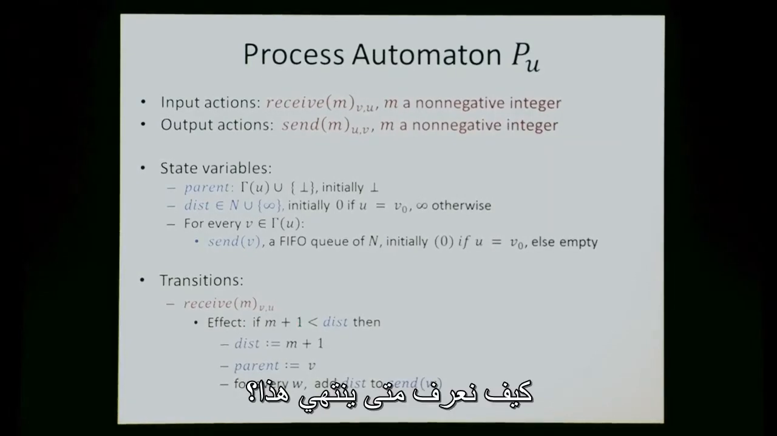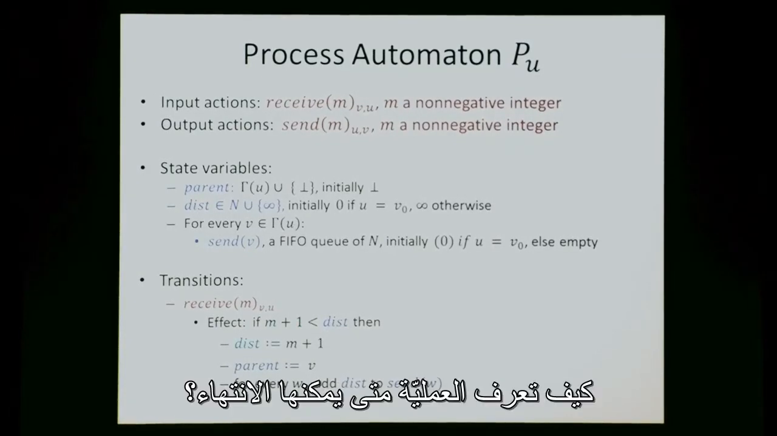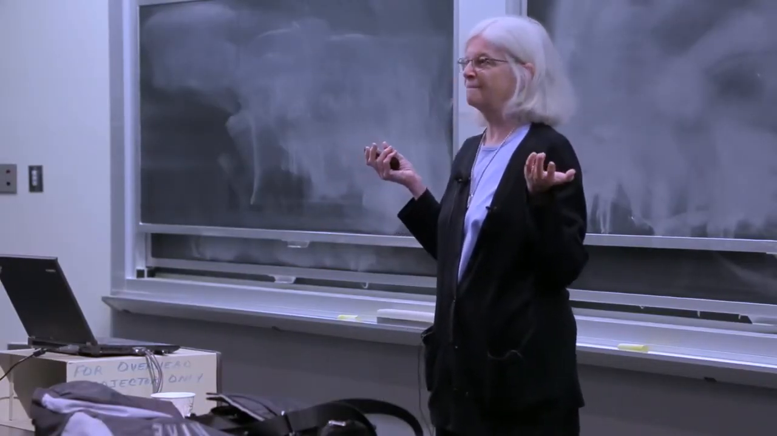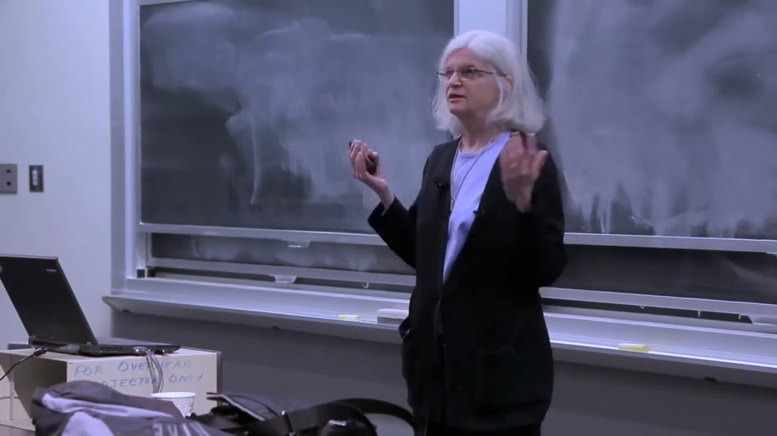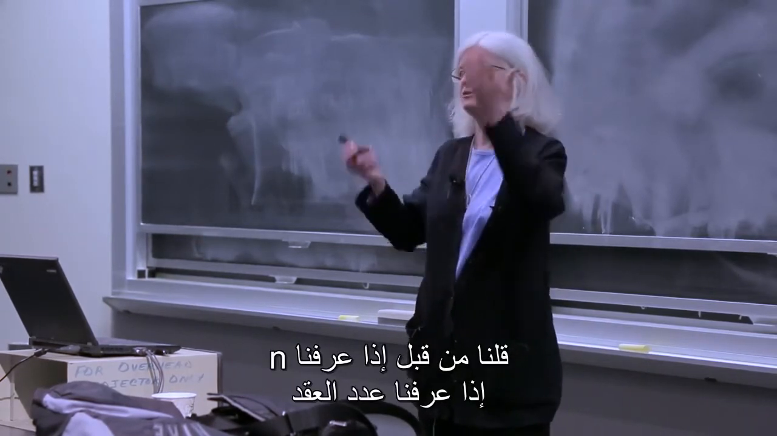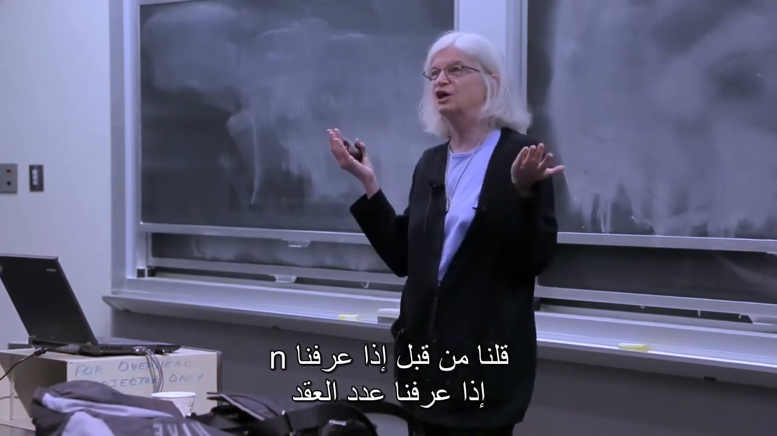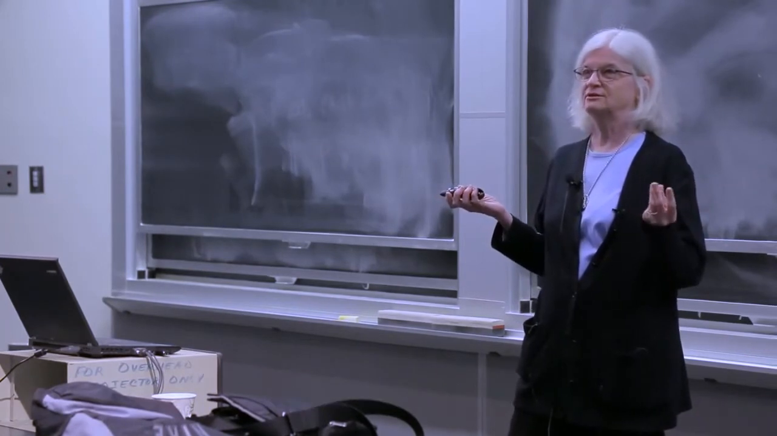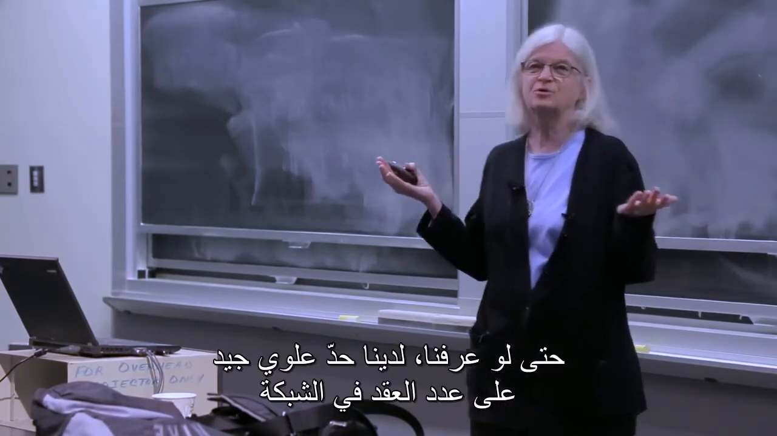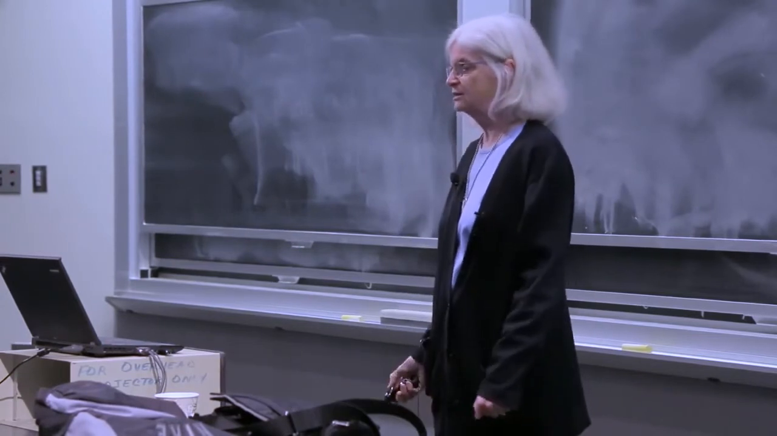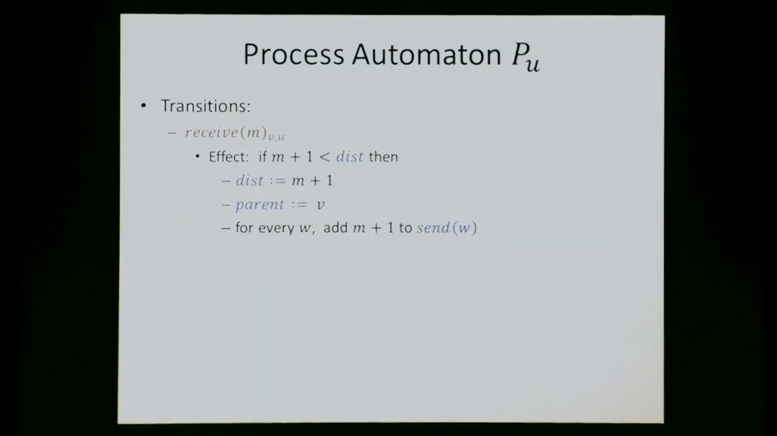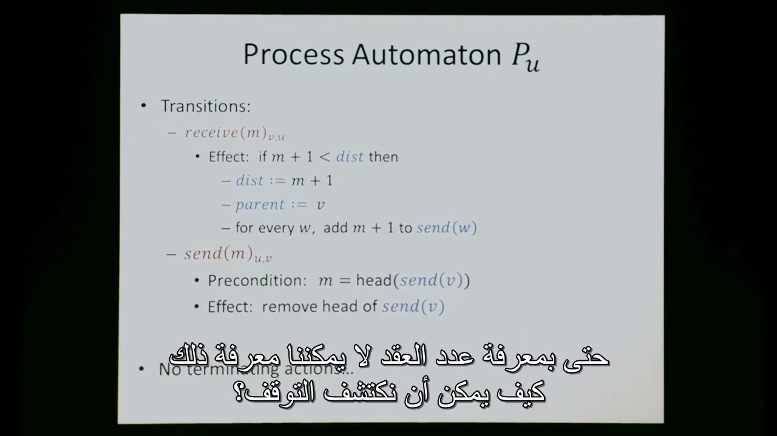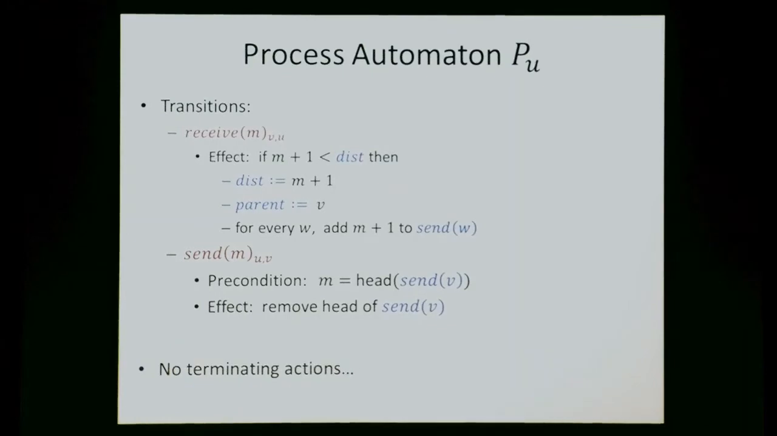So how do you know when this is done? How can a process know when it can finish? Idea? Before we had said, well, if you knew n, if you knew the number of nodes, you could wait that number of rounds. That doesn't even help you here. Even if you have a good upper bound on the number of nodes in the network, there's no rounds to count. So you can't tell. Even knowing the number of nodes, you can't tell. So how might you detect termination?